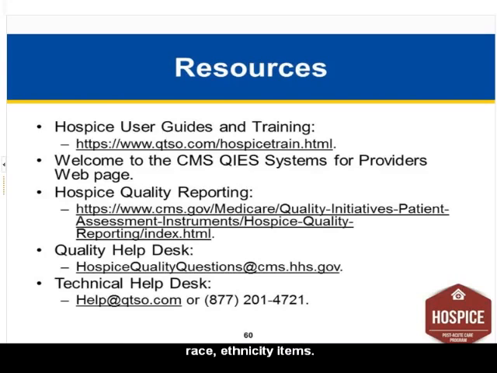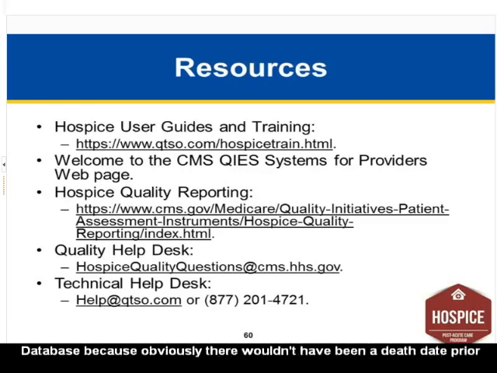For example, if you have a patient that has died in your hospice, you would be submitting a death date in the HIS record. The death date in the HIS record would be updated for that patient in the national database, because obviously there wouldn't have been a death date prior to that patient's death. When the information is updated in the national database, the error 915 warning message is returned on your final validation report. And it serves mostly to be informational to you.